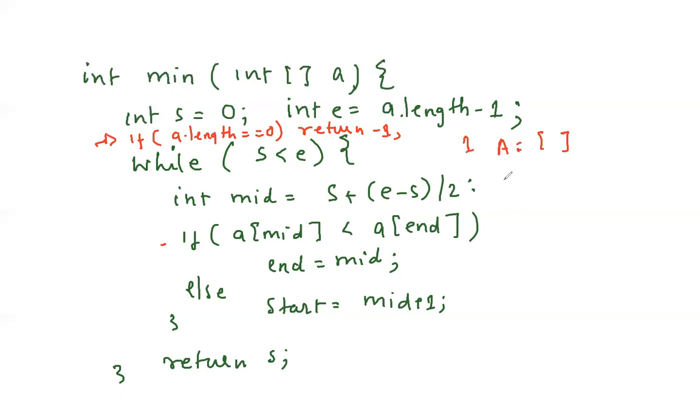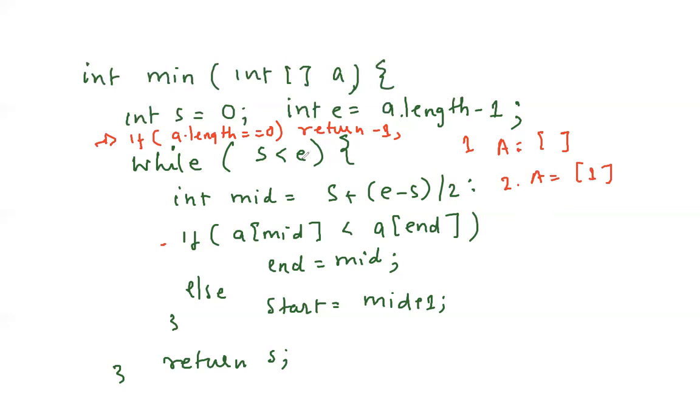Second test case, A is equal to [1]. Let's see what will happen. Start is equal to 0, end will also be equal to 0.